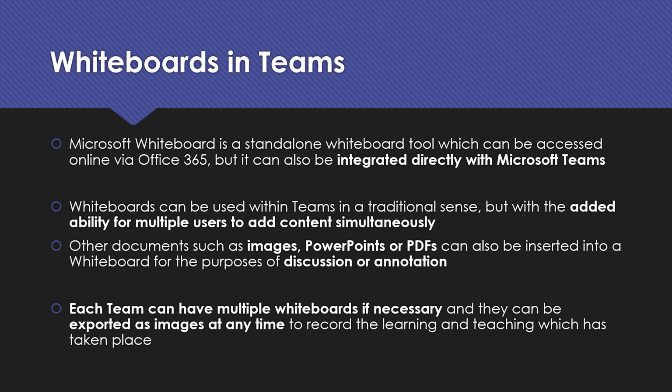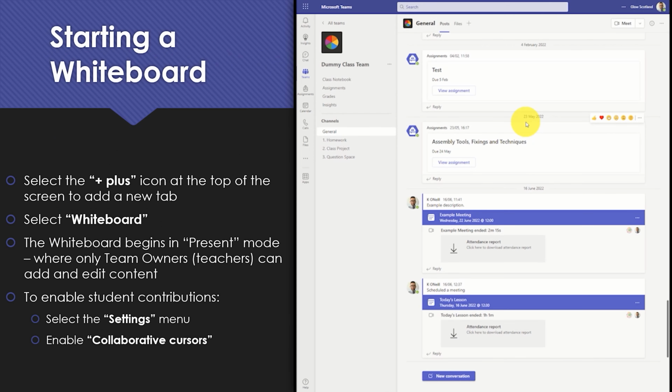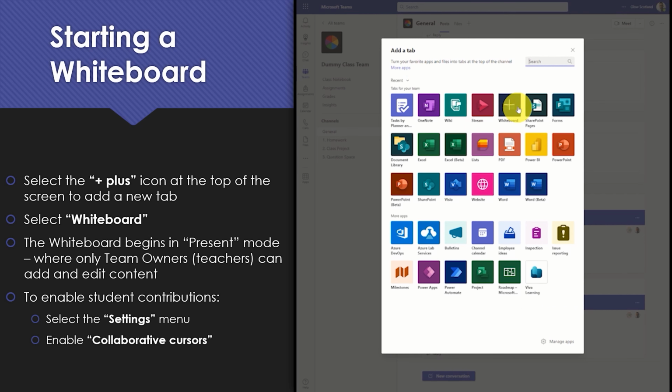Each team can have multiple whiteboards if necessary, and they can be exported as an image at any time to record the learning and teaching which has taken place. To start a whiteboard in Microsoft Teams, select the plus icon at the top of any given channel to add a new tab. Then select Whiteboard.